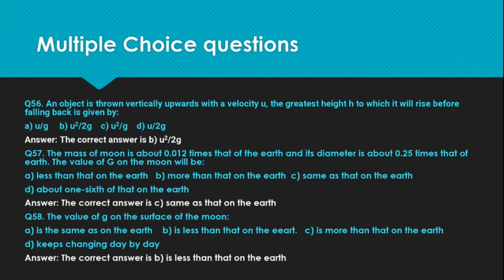Now question number 58 is, the value of g on the surface of the moon a) is the same as that on the Earth, b) is less than that on the Earth, c) is more than that on the Earth, d) keeps changing day by day. So in this they are asking about the value of small g on the Moon in comparison to Earth. So the answer will be B, is less than that on Earth. On any given day, it will be less than that of Earth because the mass of the moon is very small in comparison to Earth.